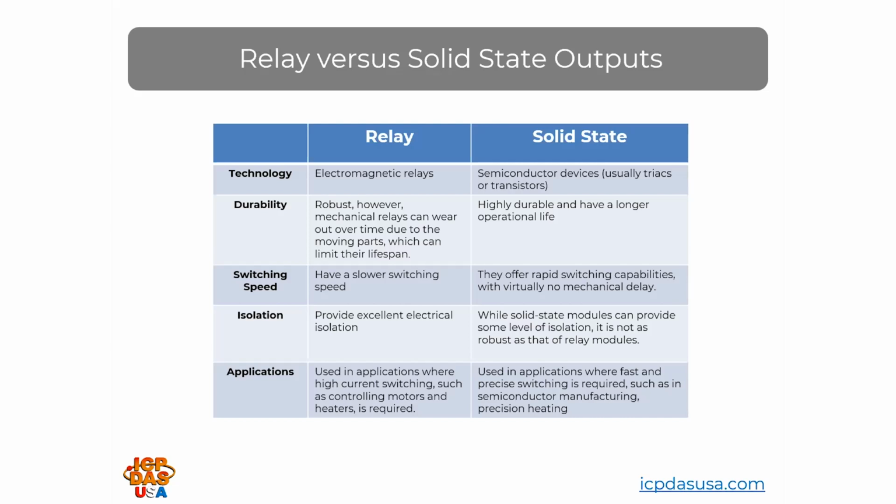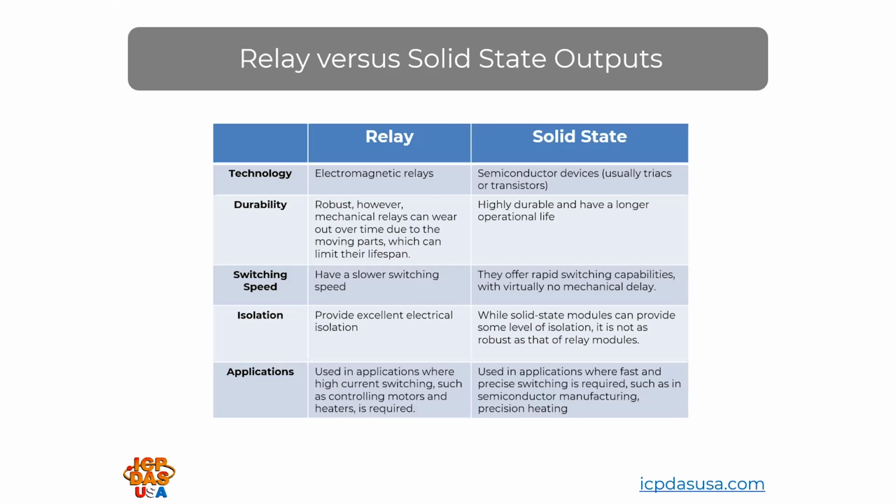Relay outputs have slower switching speeds. They're very fast, but they're slower than solid state outputs because of the physical mechanical motion of the relay contacts. Solid state outputs offer rapid switching capabilities, so there's no mechanical delay, making them ideal for applications requiring precise and high frequency control.